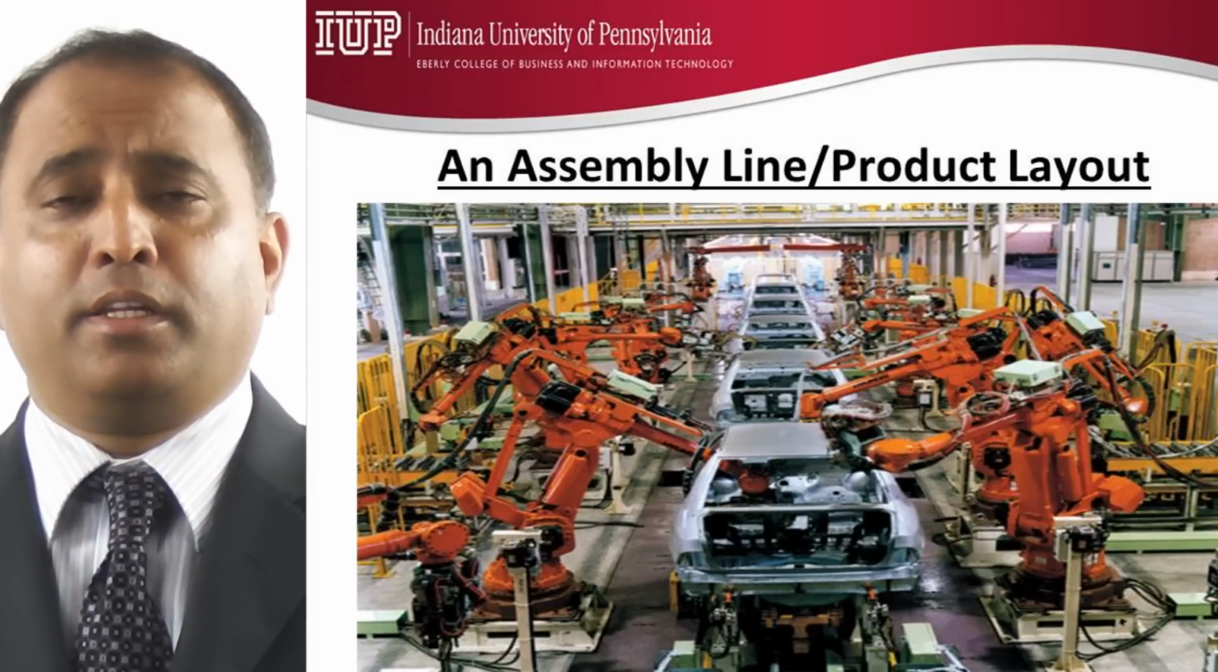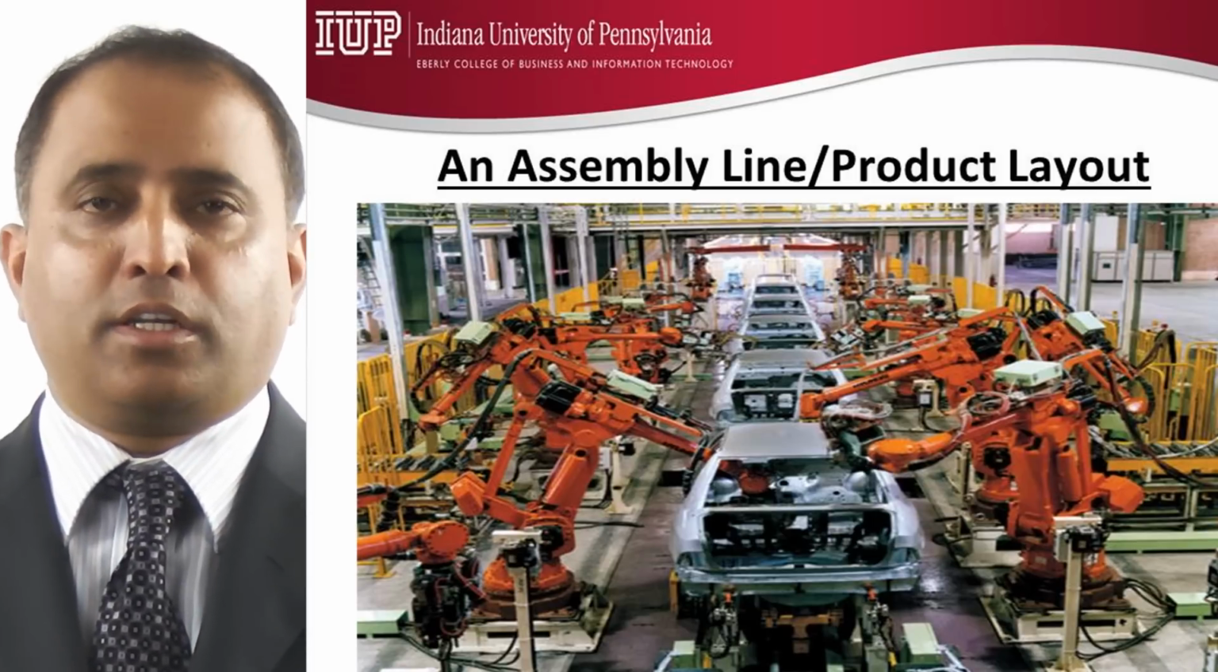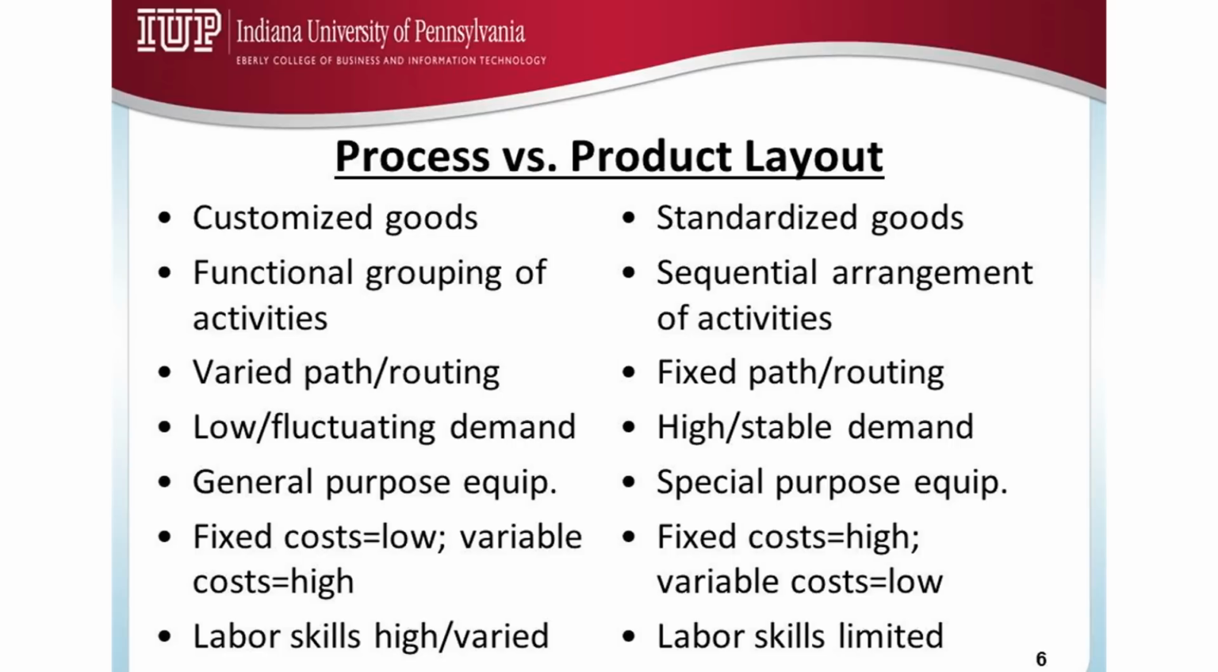An assembly line is typically used in most automobile production, laptops, and like I said, even some aircraft. Now let us understand in more detail the difference between a process and a product layout. If you look at the process layout, you typically produce customized products there. These are not products that you will make to stock. You typically make to order. Whereas in the product layout, you typically produce standardized products, make to stock.